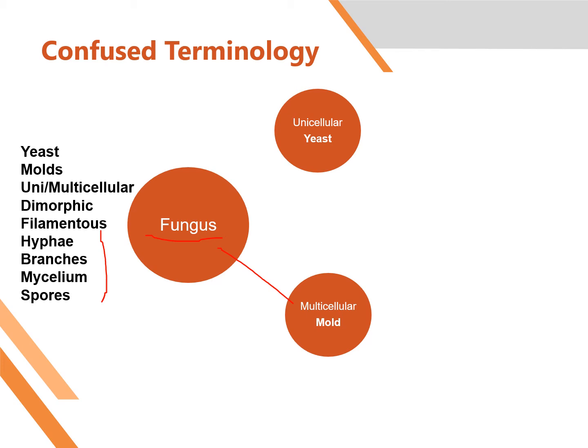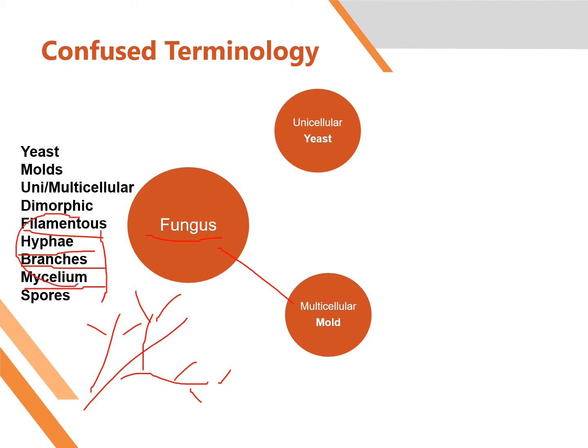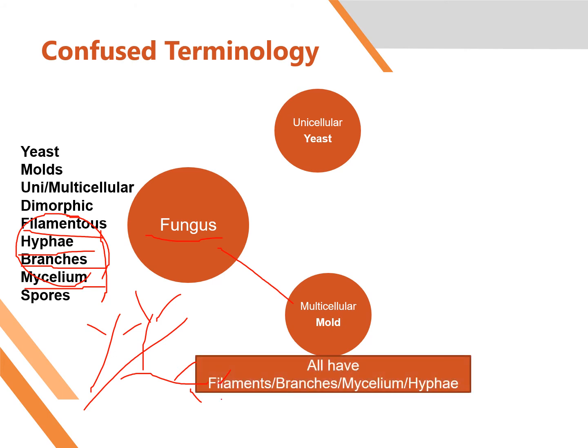Next, I will tell you the different terminology used for mold. The mold is usually a branching structure, and the branches keep branching into smaller and smaller branches. So you can call these branches filaments, hyphae, branches, or mycelium. All these 4 or 5 terms are used for the molds. So the molds can be filamentous or branches or mycelium or hyphae. You can use any term, and different books use different terms.